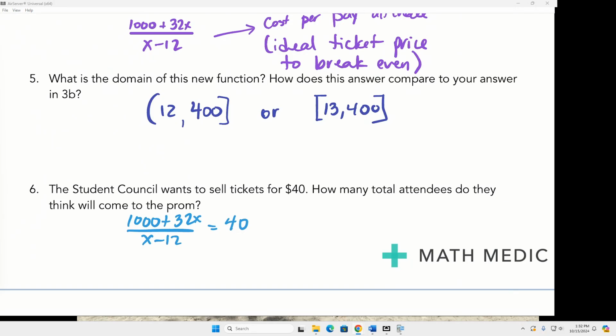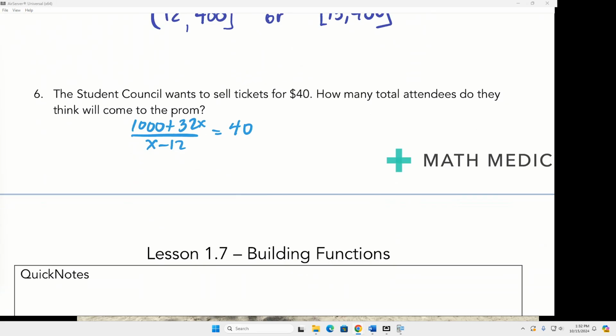And then we want to know how many total attendees they think are going to come to the prom. That means we want x. So we're going to solve this for x. This isn't super easy to solve for x. What would you do? If something's in the denominator and you don't want it there, what do you do with it? Multiply by it. So I would multiply this by 40, which is going to be 40x minus 480, and that should equal the top.